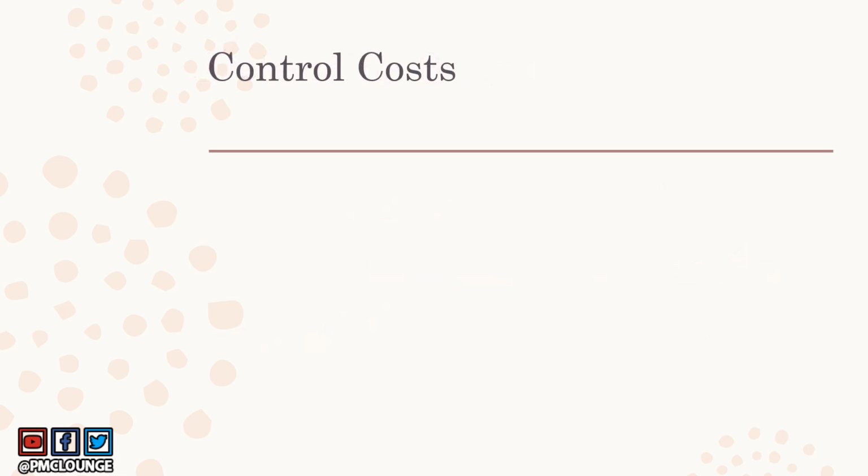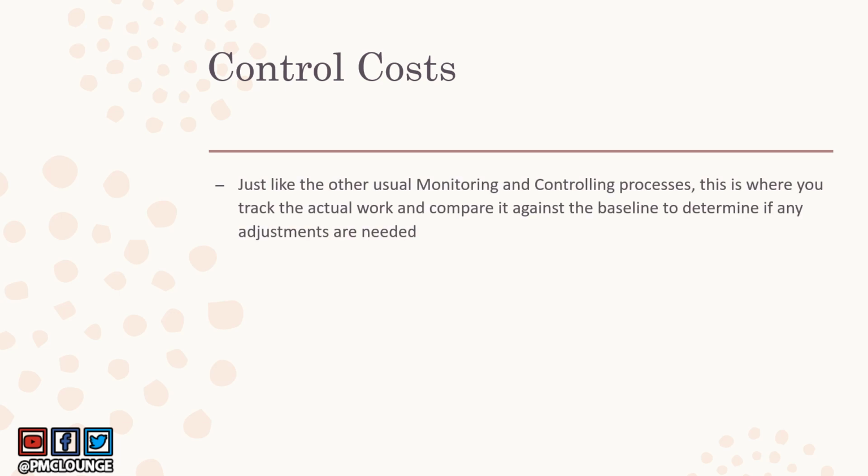Control costs is actually the only process in the cost management knowledge area which belongs to the monitoring and controlling process group. This is the final process in the cost management knowledge area. And just like every other usual monitoring and controlling process that you would see across different knowledge areas, control costs is where you will track your actual work and compare it against the baseline. Something that I spoke of in the last point of my previous slide, where I said that some project managers would do this comparison every week, some every month, some at every single important project milestone. But you have to do this.